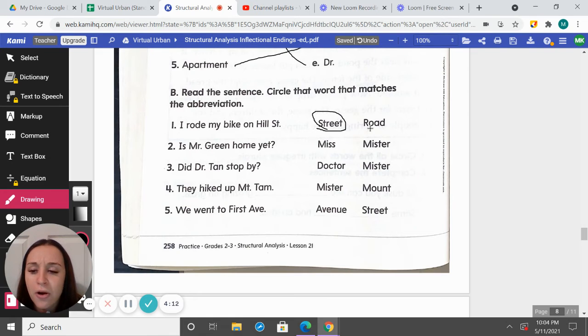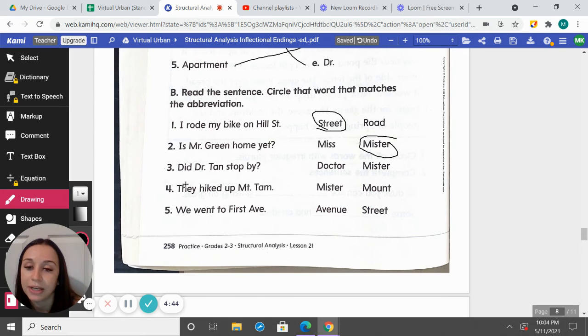Let's do number 2. I'll catch myself this time. Is M-R period Green home yet? So what does this abbreviation here stand for? Do we think it stands for Miss or Mr.? I want you to get out your pointer finger and circle which one you think. Don't have to touch your screen. Which one do you think it is? Miss or Mr.? M-R period is Mr. Nice job. Is Mr. Green home yet?